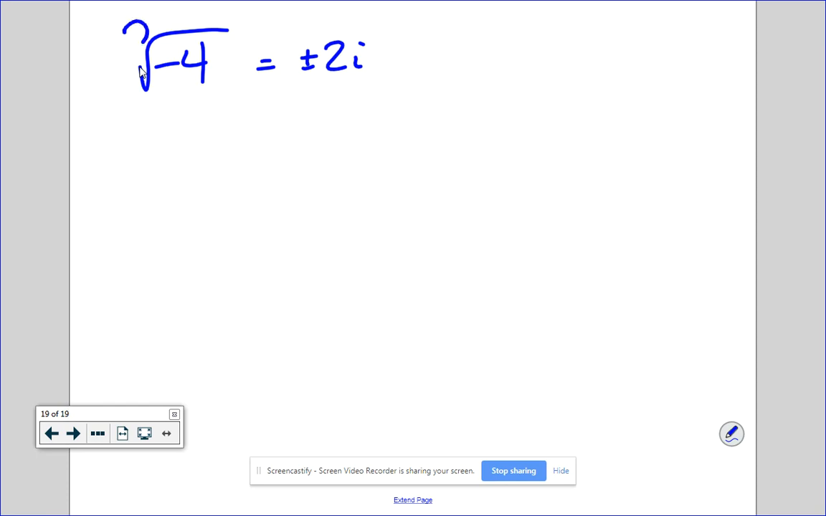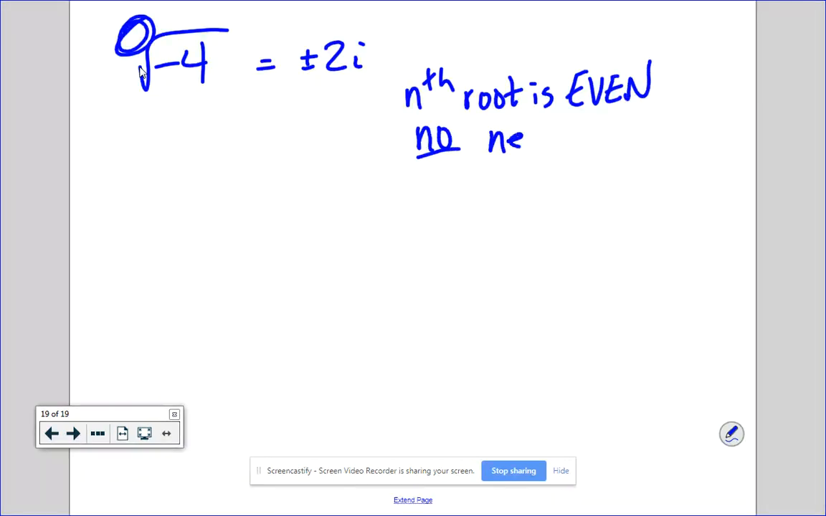If the power of the root is even, you cannot have negatives. So if your nth root is even, you cannot have negative radicands. So the number under the radical cannot be negative if the power is even. So if you have a square root, a fourth root, a sixth root, a 50th root, you cannot have those, because you cannot take even roots.